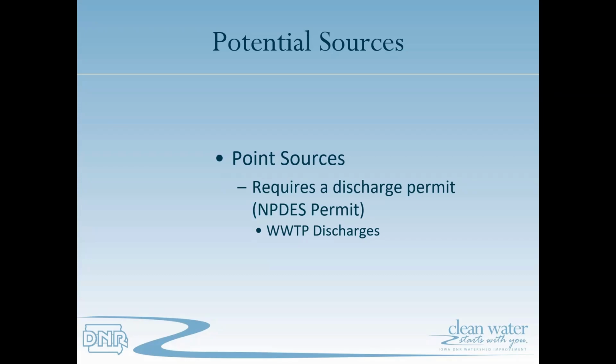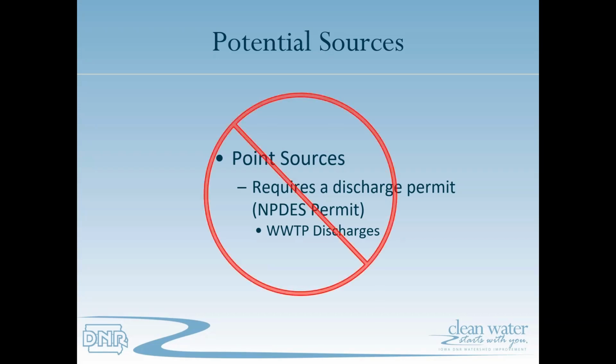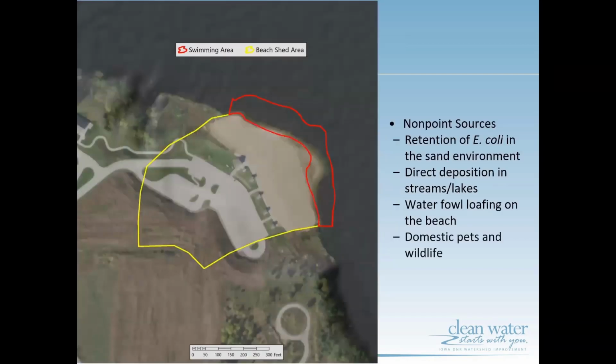Now, remember that our area of focus for this water quality improvement plan is the beachshed area. And these are very small and limited areas. And in these three beaches, there are no point sources. So we don't need to consider any point sources in our calculations and determining our TMDL.